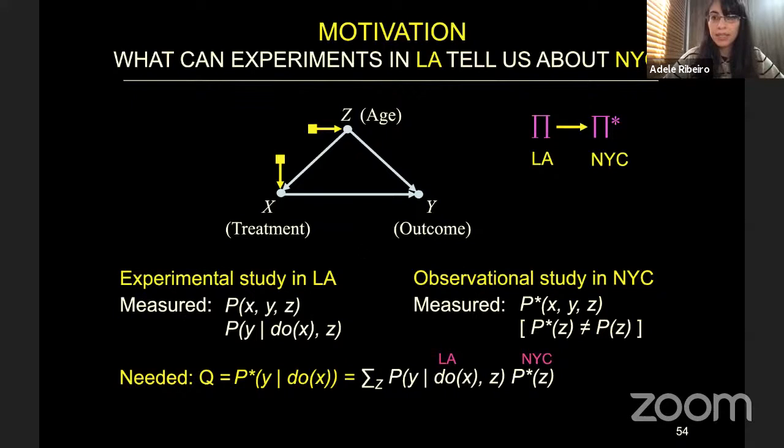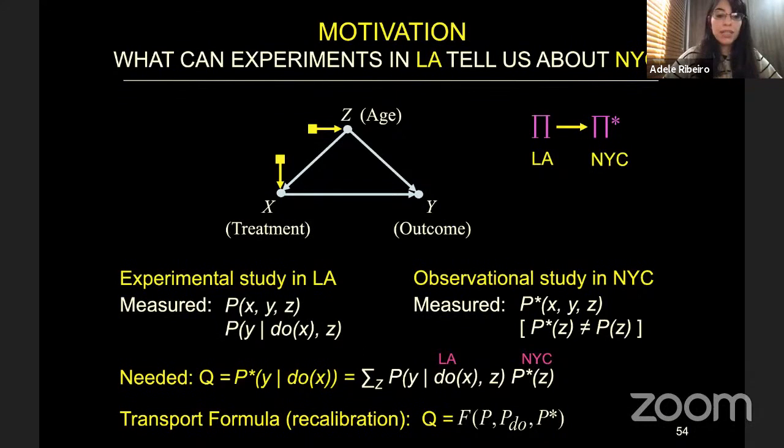This transport formula, as we usually call it, is very known in the literature. This specific recalibration here, where we are reweighting by the variable that's different, is well known, and it's called recalibration. However, the question is, can we use the same recalibration formula for every transportability analysis that we are doing? That's what we are going to see here. What's the sensitivity of the transport formula given the causal assumptions that are encoded in the selection diagram?